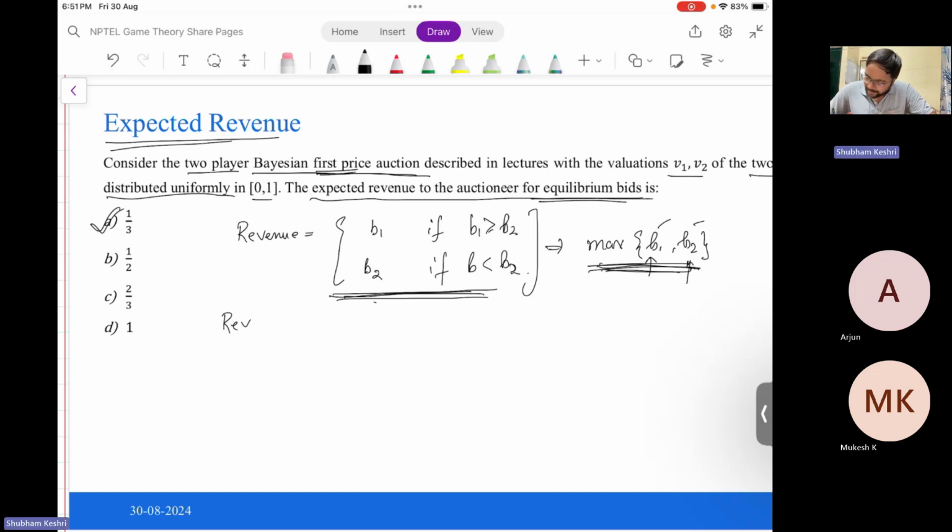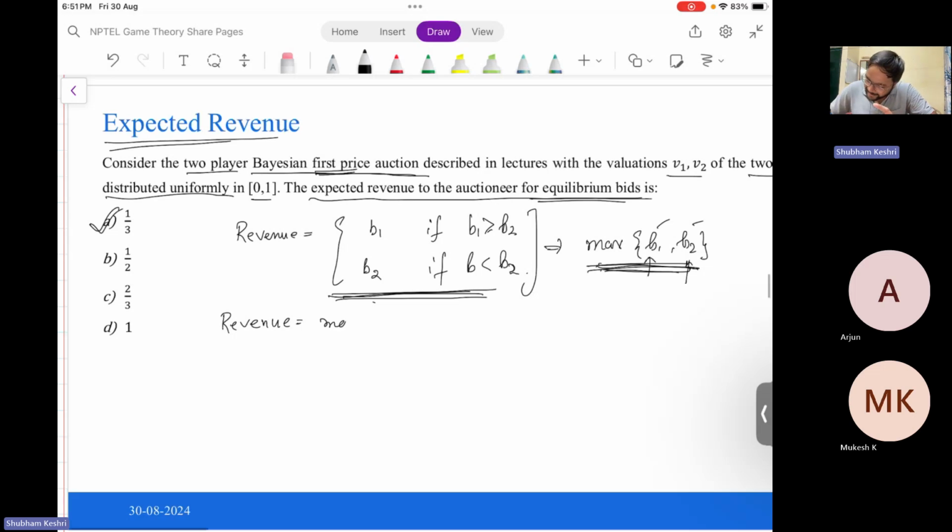Okay, so I assume it is all right. This revenue, so we know B1 and B2, the Nash equilibrium values of B1 and B2. What is that? It is half B1 and half B2. So it is actually the maximum of half B1 comma half B2. So half is a number, we can just take it out: half times the maximum of B1 comma B2.